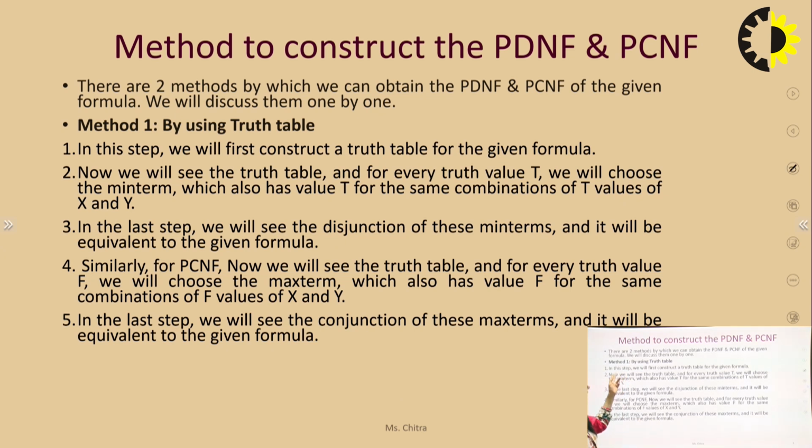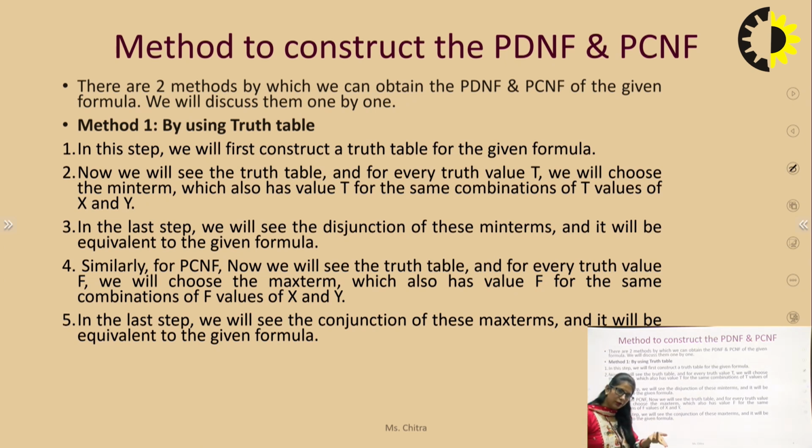In the very first step, we need to construct a truth table. Whatever expression is given to you, you need to calculate its truth table. After calculating it, you need to look at the final expression where you have true values. Corresponding to the true values, you need to write the minterms. After writing the minterms, you need to combine each and every minterm with the help of the disjunction symbol, because we are doing PDNF. The main symbol will be disjunction, which means or. So all the minterms will be combined with the or, that is plus. And that is equivalent to our given formula.